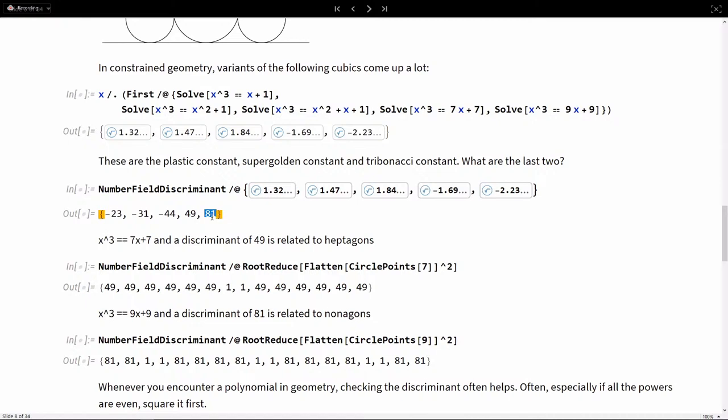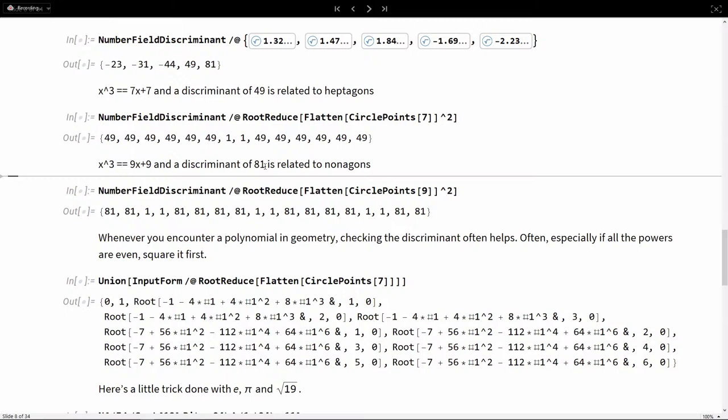It turns out that this value related to seven is related to heptagons. If you're dealing with something and you look at the discriminant of a polynomial in the space you're working with, and it turns out to be 49, you're in the space of heptagons. And similar to that, if you check on something, you've got this weird value and the polynomial has a discriminant of 81, that means you're in the space of nonagons. And I found this happens more often than I would ever expect.